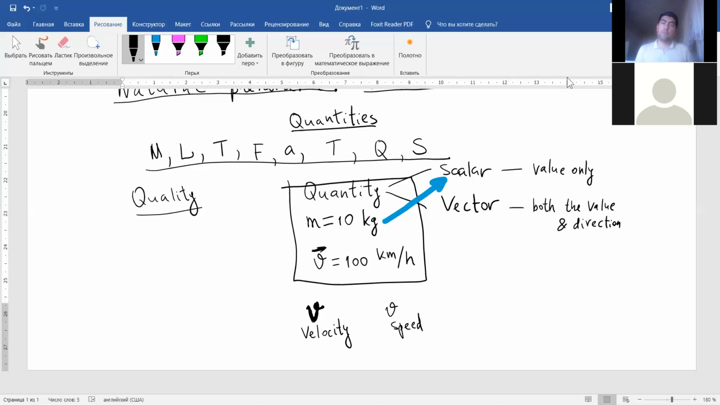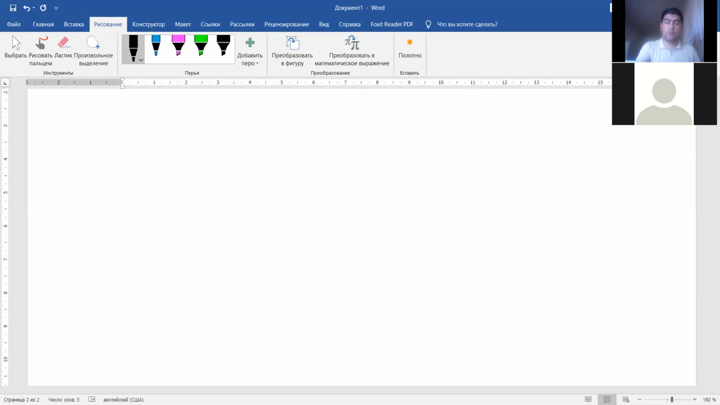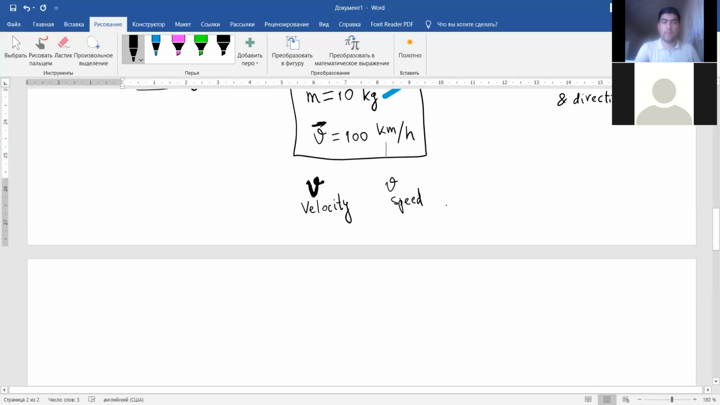So these are physical quantities. And in physics, you see quantities everywhere: mass, speed, acceleration, force. Everything in physics is described by physical quantities. We have a lot of quantities, but the main quantities are very few. So there are not so many main physical quantities. I'll tell you about the main physical quantities.